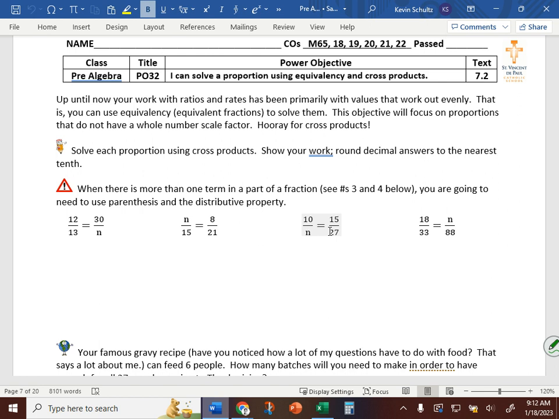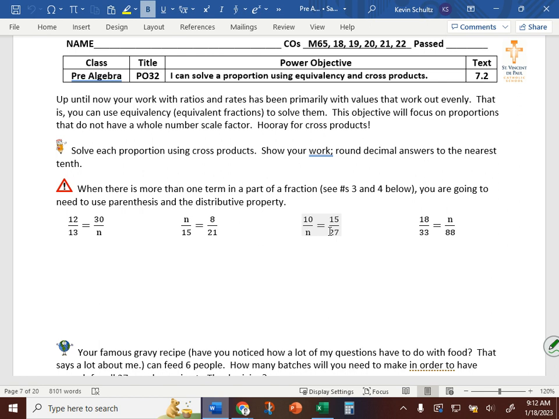No. Yeah. How? Like you just simplify them. But if we don't know what n is, how can we simplify 30 nths if we don't know what that number is? Use cross products. Okay. Cross products is the method that we're going to use to solve for the variable. But why can we use cross products to solve for the variable? In order to do that, we have to know they're proportional.